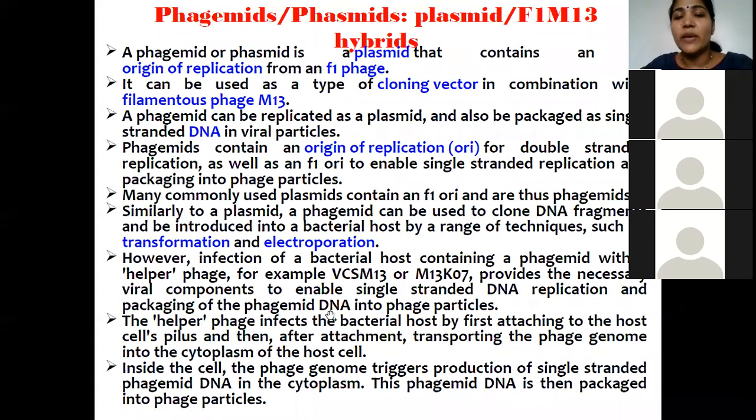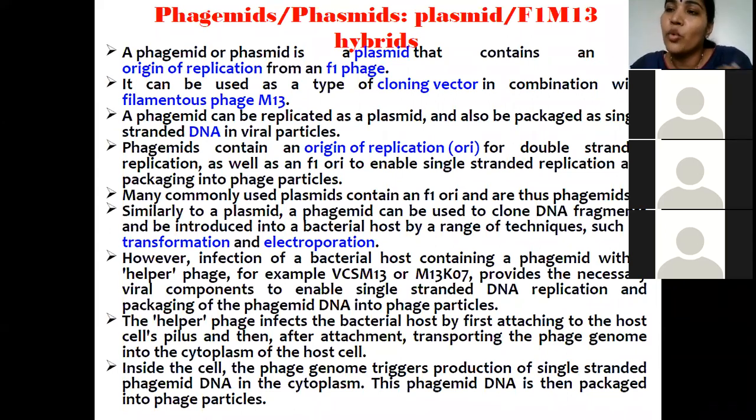However, infection of bacterial host containing phagocytes with the helper phage. So, bacterial host containing phagocytes need kind of a helper phage also in order to have this DNA inserted and further replicated into the bacterial cells. I don't want to go into this detail of how exactly it will be infected, but the only thing I want you to understand is that phagocytes are the combinations of plasmids and the phages.